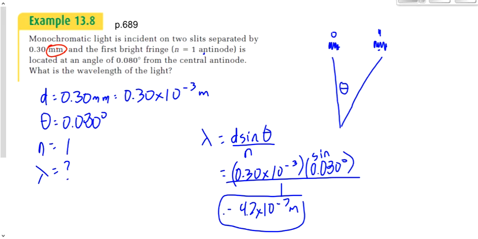If it was polychromatic light, well, then that would be the wavelength of the one that corresponded to that angle. If we had a slightly different angle, it would correspond to a slightly different wavelength.